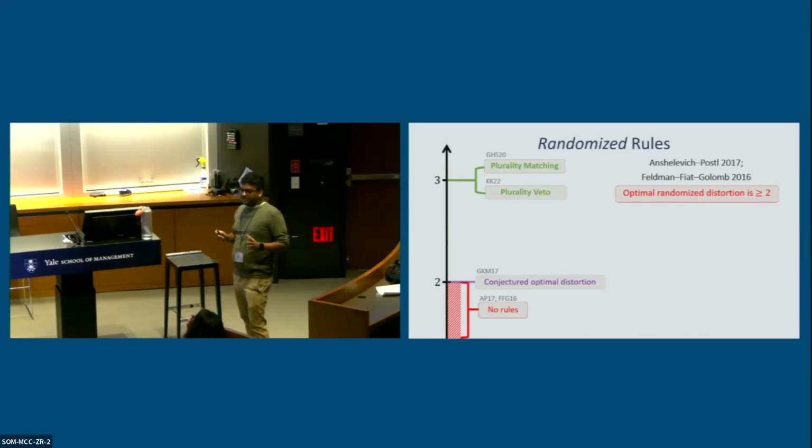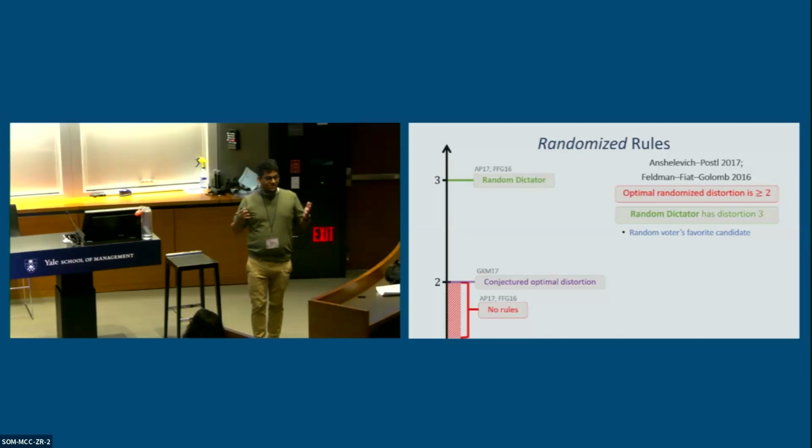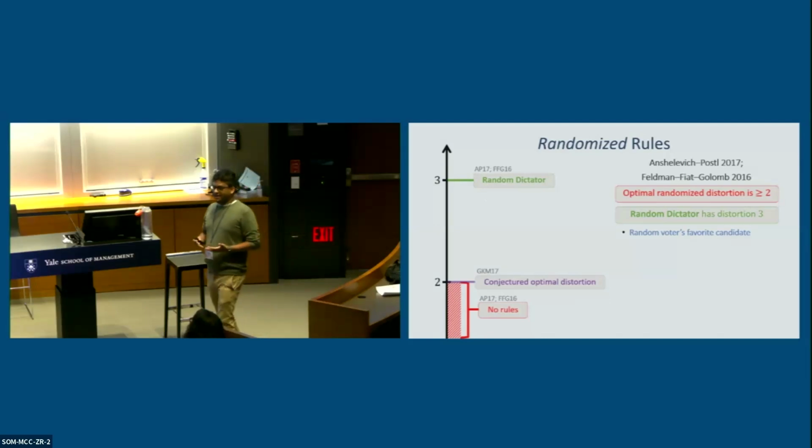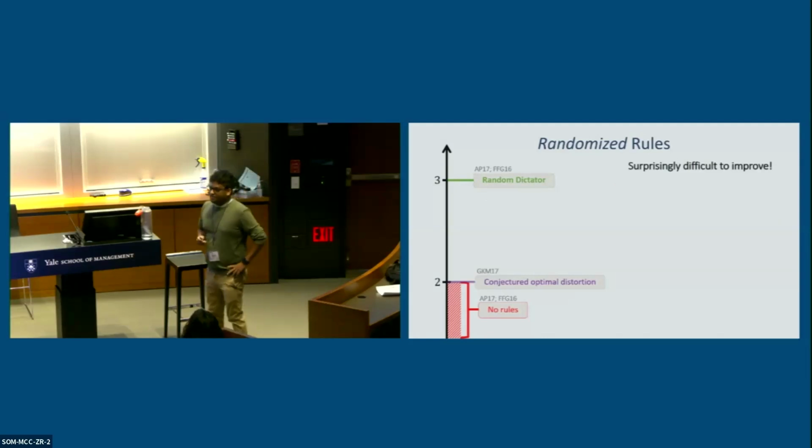And now I think this is where things get really interesting. It turns out that random dictator, which is the voting rule that just selects a uniformly random voter and takes their favorite candidate, actually also gets distortion 3. And so in some sense, the stupidest randomized voting rule you can think of does as well as any deterministic rule. And even though this voting rule is so simple, it turns out to be surprisingly difficult to improve.